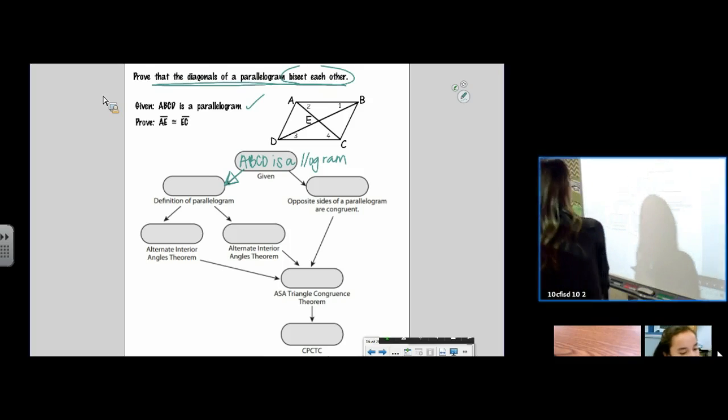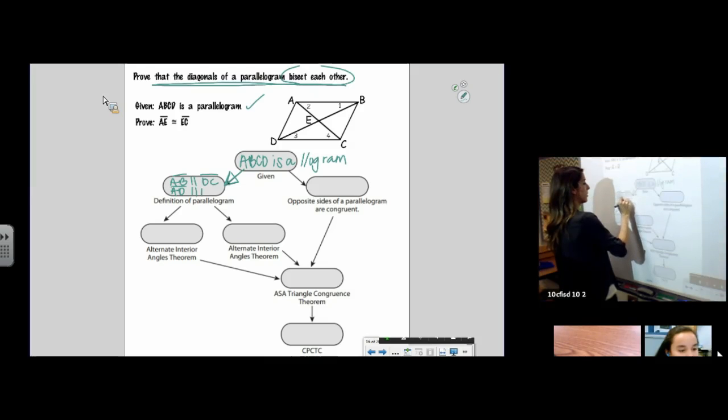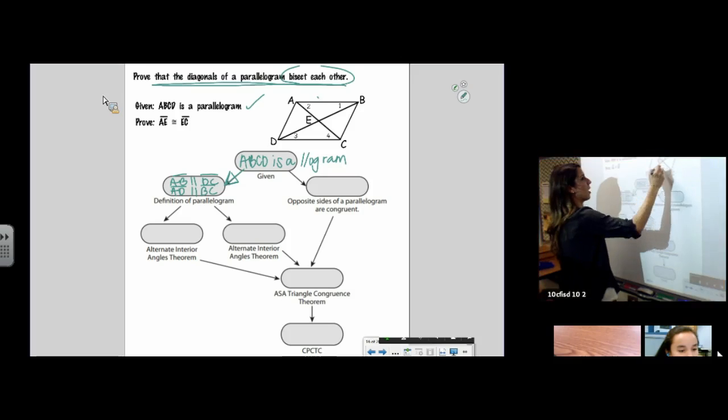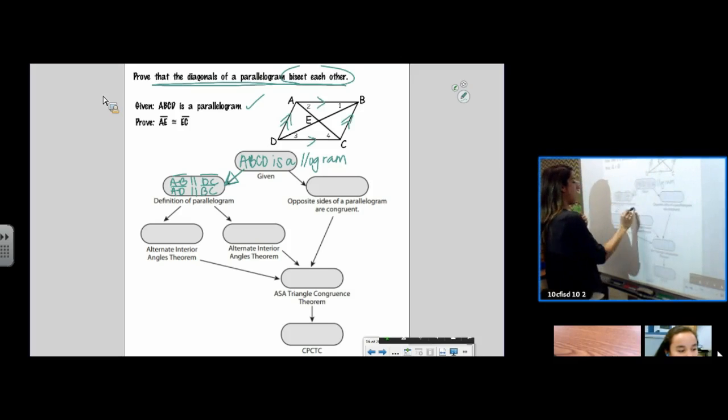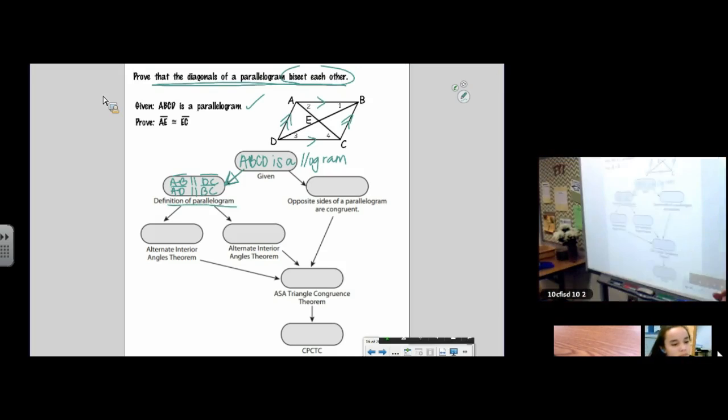Well, I know the definition of a parallelogram is that opposite sides are parallel. So I'm going to write down that the opposite sides are parallel. I'll mark my picture because when I say something's true, I should mark it. Why are they parallel? Definition of parallelogram. Let's keep going with that flow of knowledge. Let's stay on that side of the proof.